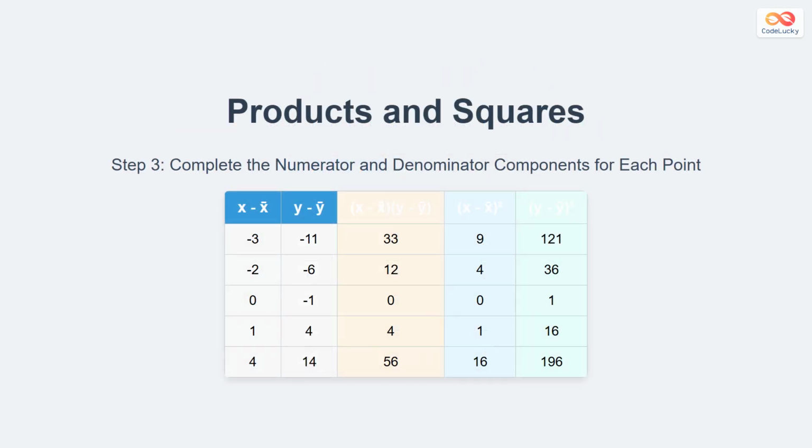Now we're ready to fill in the rest of our table. First, we multiply the 2 deviation columns together to get the main component for our numerator. Then, for the denominator, we'll take each deviation and square it. We create one column for the squared deviations of x and another for the squared deviations of y.